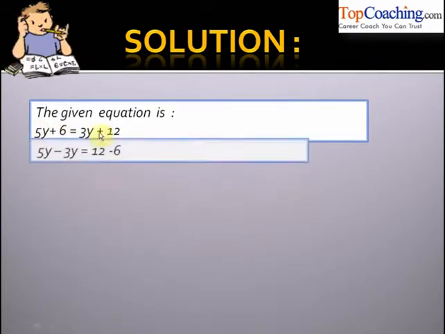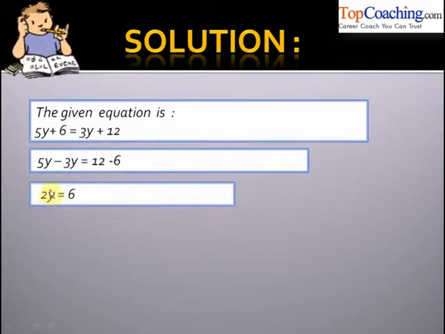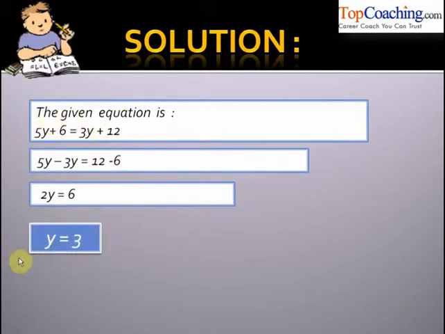Further, this could be written as 5y minus 3y equal to 12 minus 6, bringing 3y to the LHS and 6 to the RHS. This further gives 2y equal to 6, and this could be written as y equal to 3. Thus this equation reduces to y equal to 3. Now we have to draw the graph of this line y equal to 3 in the coordinate plane.